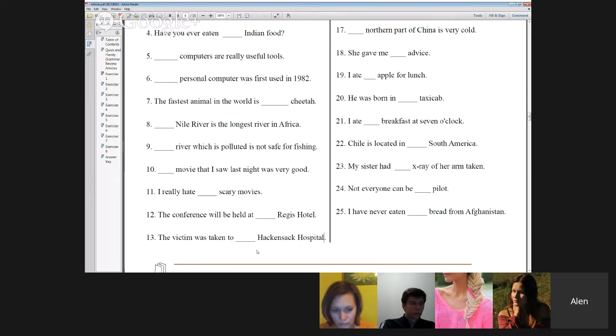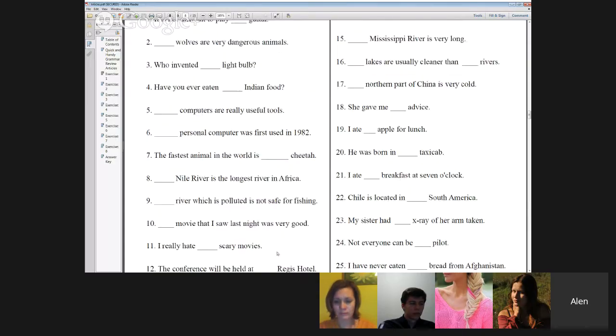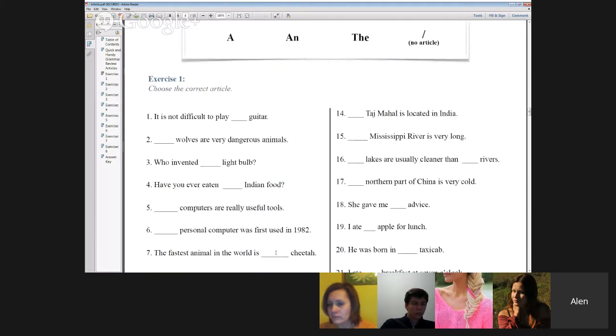We don't say the victim was taken to a hospital if it's a specific one. If it's any hospital, we say a hospital. But if you know a specific one, with the name, we have to use the. Excellent. All right, what about 14?